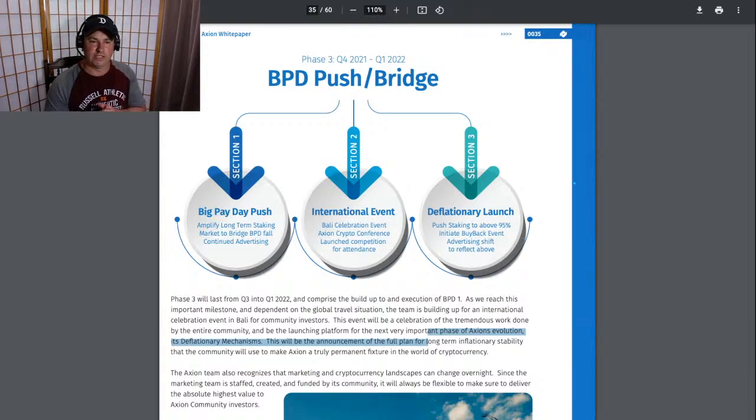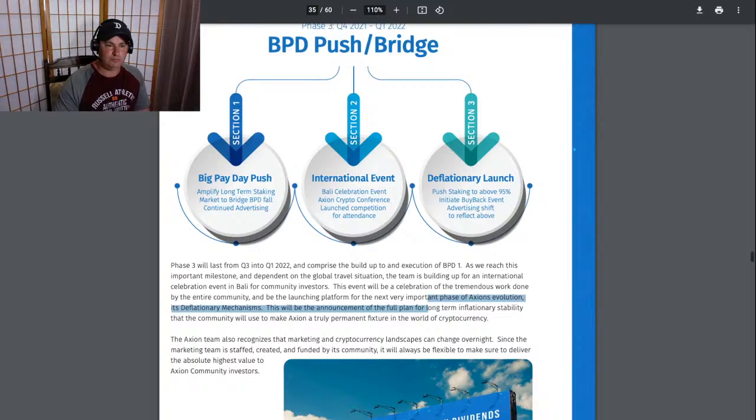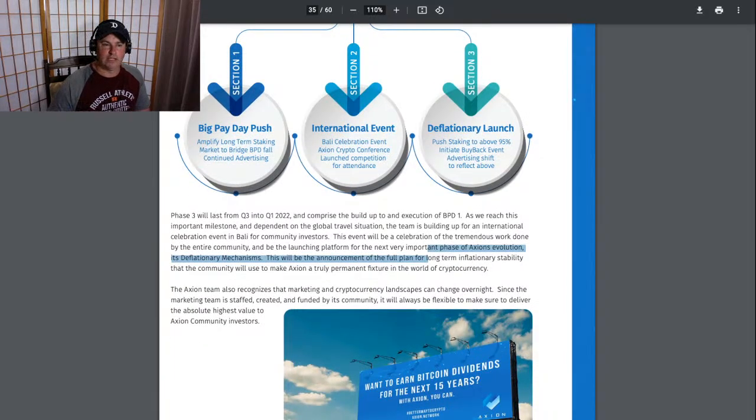Axion Crypto Conference, launch competition for attendance. So that's huge growth. That's looking at the Q4, Q1. So that's pretty exciting too. Deflationary launch, pushing staking to above 95%, initiative buyback event, advertising shift to reflect above. So there's deflationary policies potentially coming down the line, and buybacks would be the first. Well, max shares the first one, buybacks would be the second one, and then potentially further out you might see NFTs, but they could be earlier. Just depends on how that rolls. I imagine they're going to be on layer 2, so we'll see how that goes.